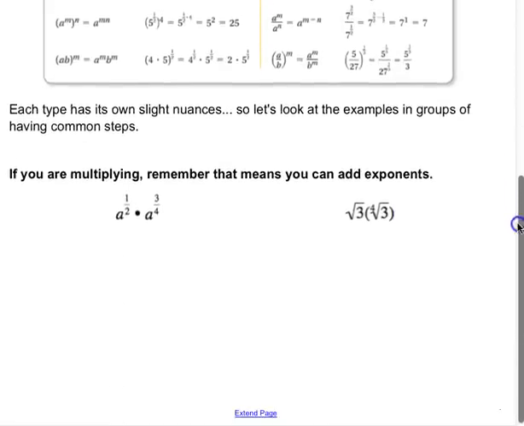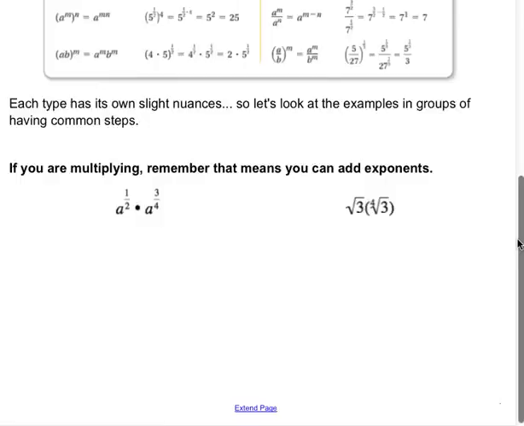Each type has its own slight nuances, so I'm going to group them together with ones that have common steps or approaches to get you to feel comfortable with how to work with these. Remember that when you're just doing simple multiplication, you add your exponents. So here, when I have these two things multiplying, I can just add their exponents. I'd like you to know how to add fractions, but right now my concern is that you know the rule of exponents.